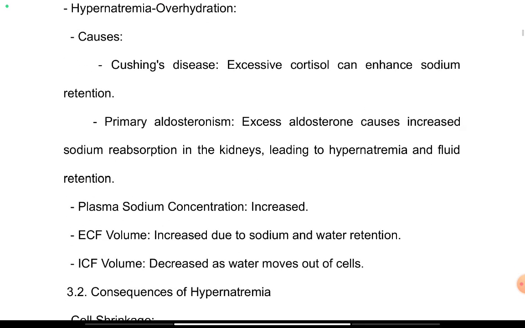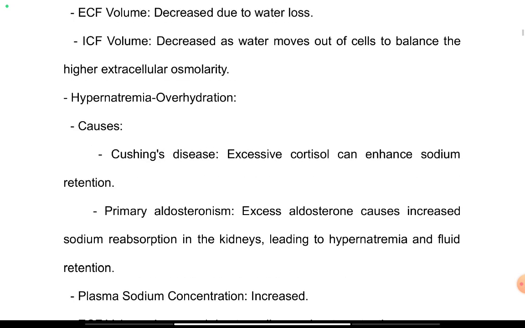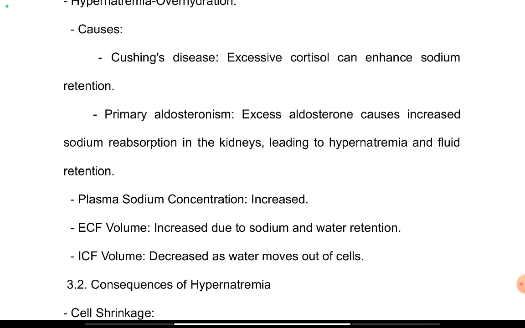Hypernatremia also has other causes, including Cushing's disease. I've explained Cushing's disease, where I was saying that when there's an adrenal tumor, there's excessive production of cortisol, because cortisol also has sodium retention property. Or in other cases, when there's aldosteronism, there's excessive secretion of aldosterone. That is Conn's disease, C-O-N-N. So there's excessive production of aldosterone, which could be secondary to an adrenal tumor.